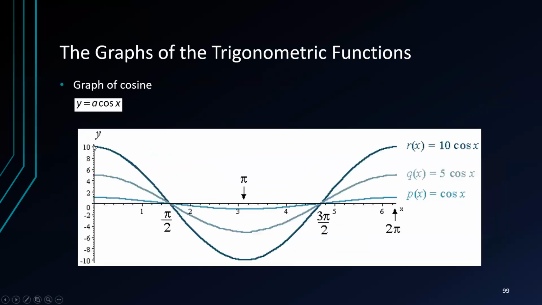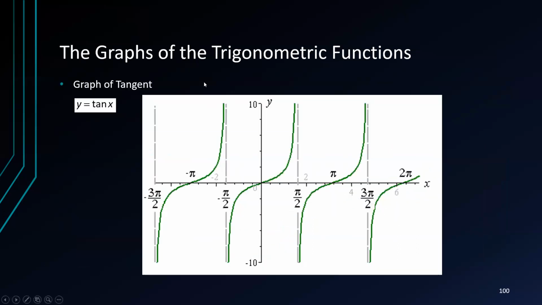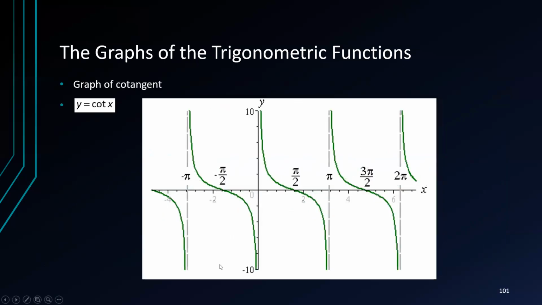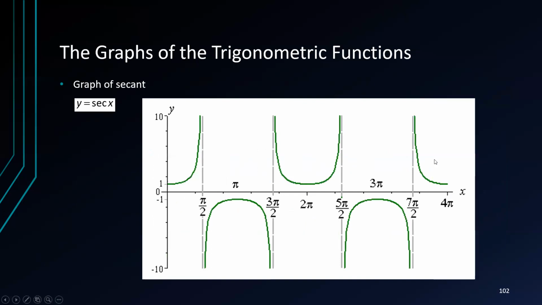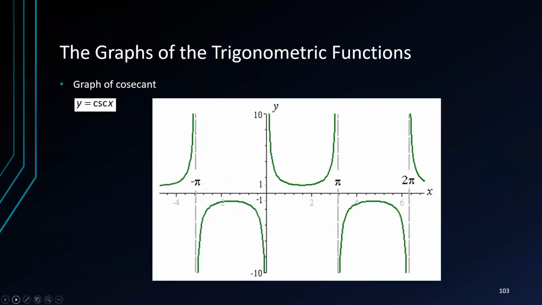Cosine, so this is may value. Cosine 0 is 1. Yan. Cosine 90 is 0. Next, graph of tangent. Yan. Next, cotangent. Baliktad siya. Then, secant. Then, cosecant.